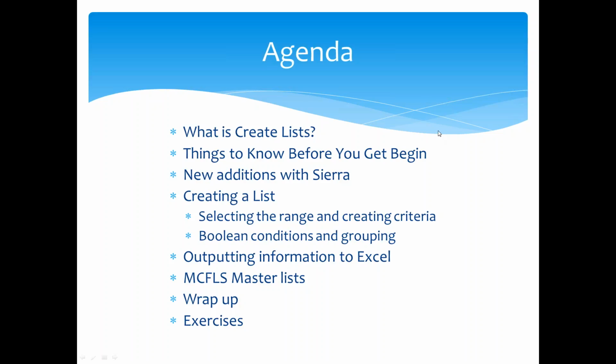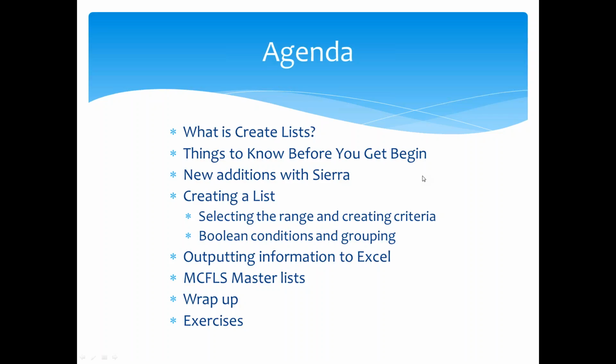So as far as the agenda goes, one of the more important things we're going to cover today is thinking about your list, thinking about the data you need to get out of Sierra before you start messing around in create lists to begin with. That's probably the most important thing you need to realize when I do this session: you need to put a little bit of thought into some of these lists, particularly if it's very complicated, and we'll go into that.